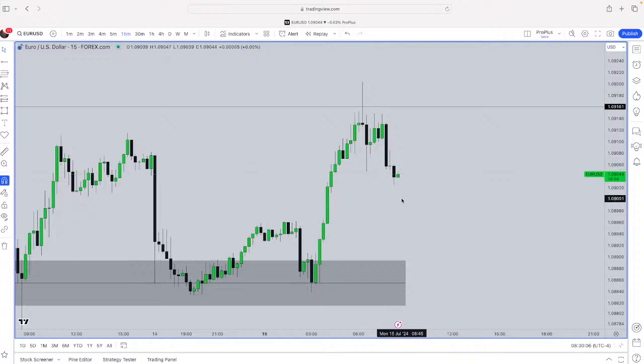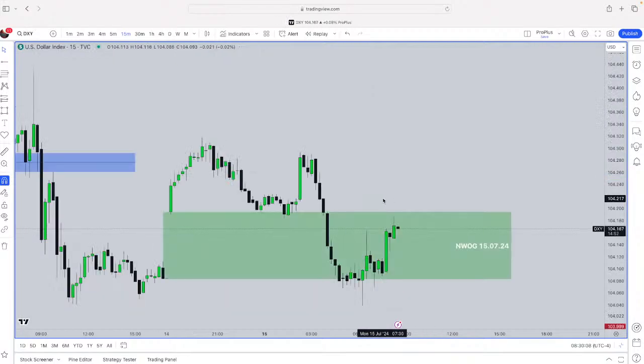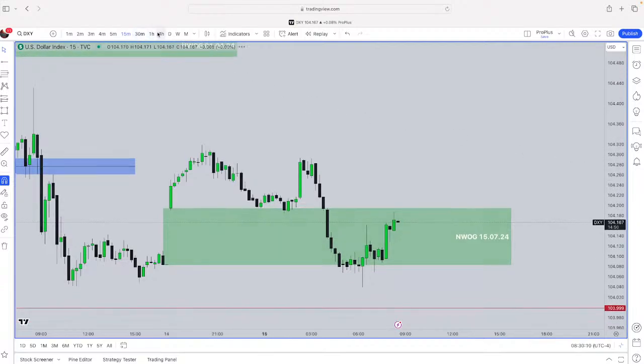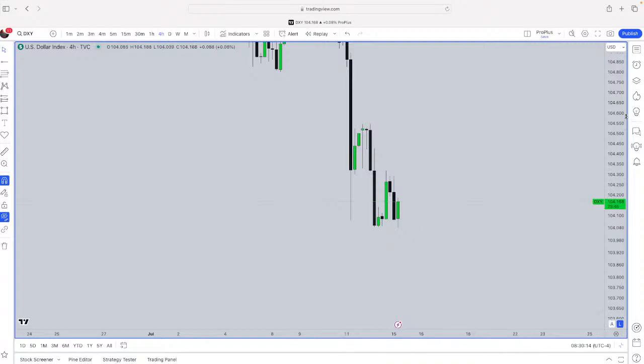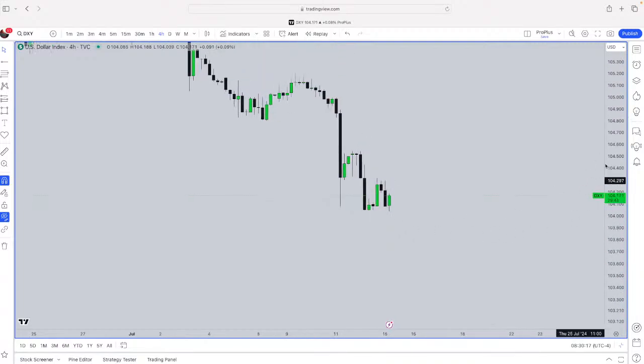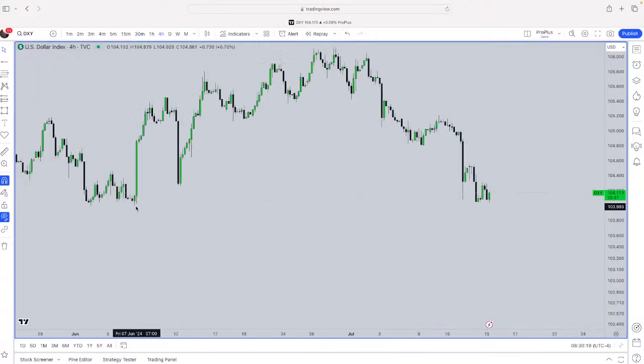So news has just been released. Let's take a look at the dollar. Let's go on the 4 hour time frame. So we see the 4 hour time frame. Has that been taken? That hasn't been taken just yet. So this could be the draw on liquidity here from this high. If we draw from that high to the low, then these two candles are a bearish order block, right?